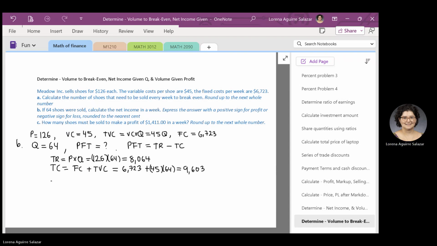Then the net profit is given by the total revenue, $8,064, minus the total costs, 9,603, and we get a loss as we predicted, and that loss is going to be of minus $1,539.